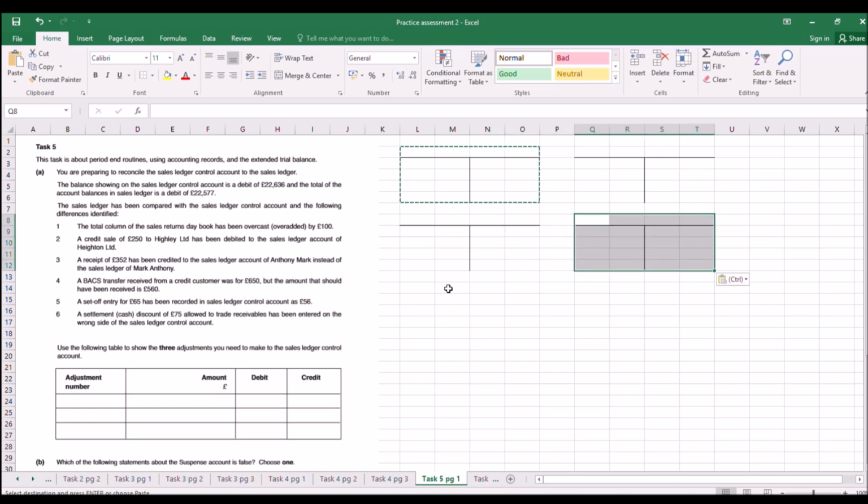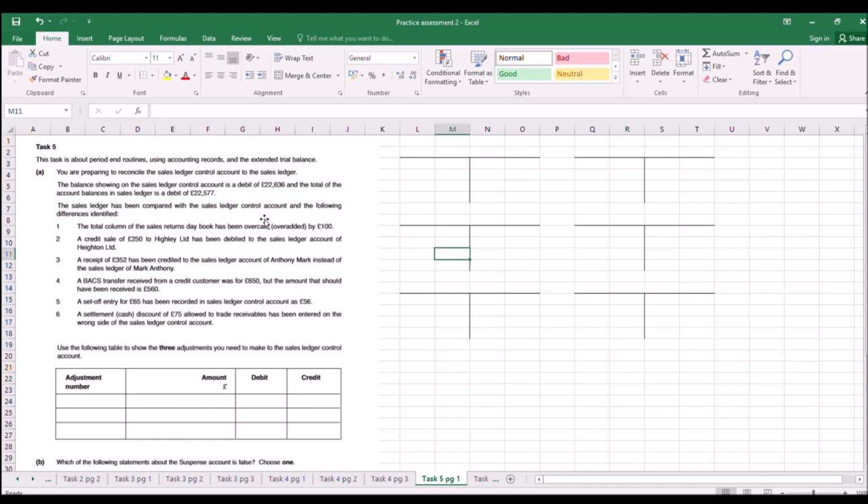You're preparing to reconcile the sales ledger control account to the sales ledger. So we've got our reconciliation questions in here. BPP like to do sales ledger control. BPP like to do bank rec ones. Osborne seems to like to do sales ledger, purchase ledger, reconciliation ones. Just interesting to see the styles between both providers, really, isn't it?